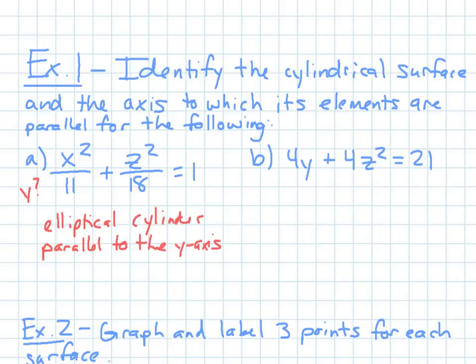Looking at the next one, letter B, you have a y and a z squared, so one is squared, one's not. That means it's a parabola in 2D, so in 3D it would be a parabolic cylinder. And because x is missing, that means it's parallel to the x-axis.